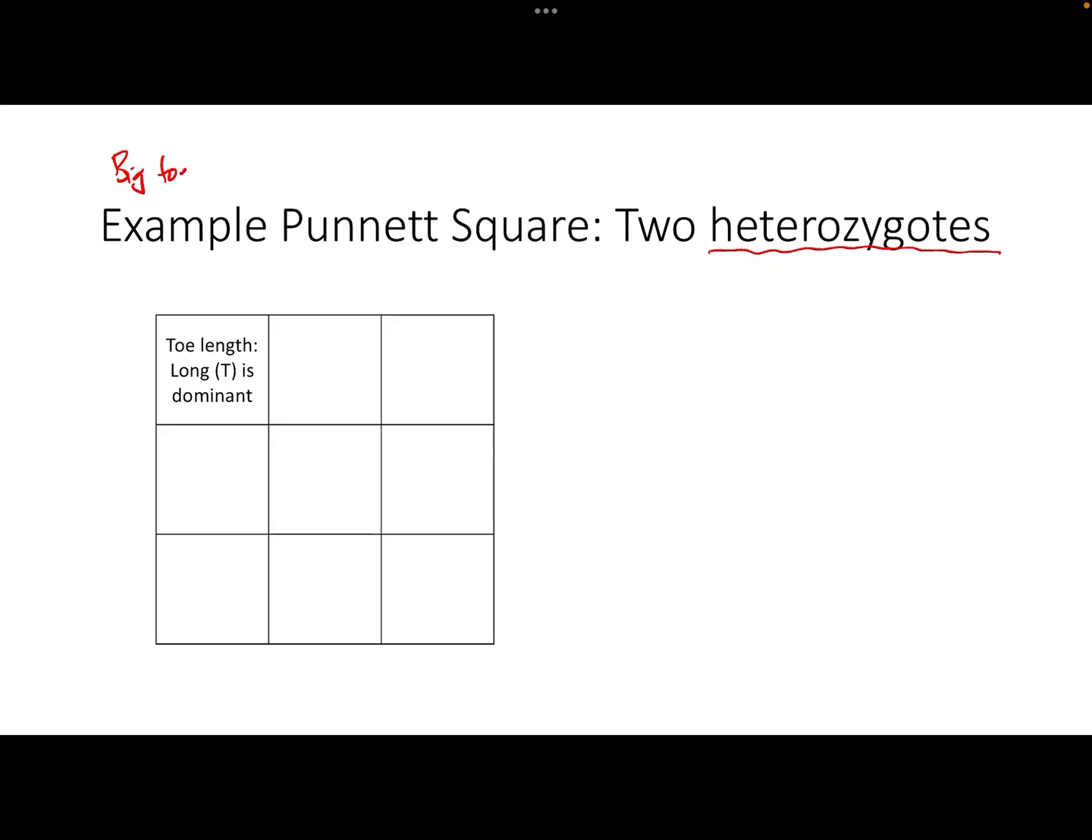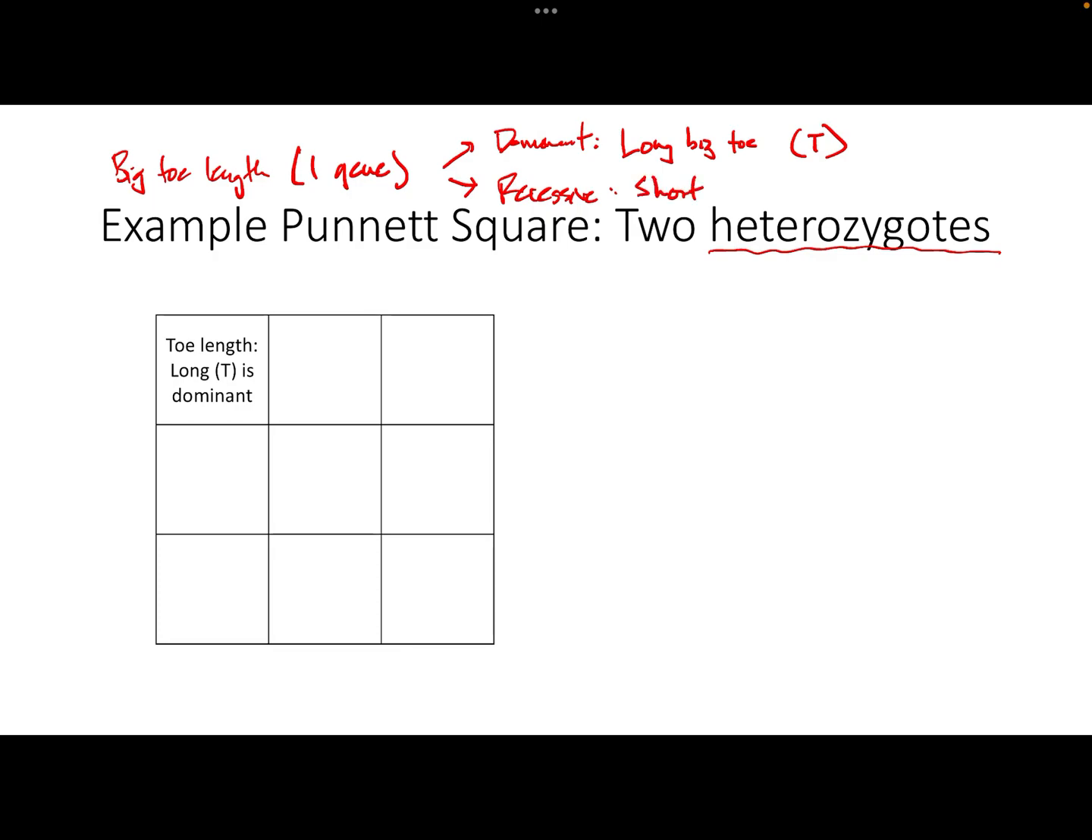And this actually is a real human trait, and it's regulated by largely one gene, and there are two alleles. One of the alleles is dominant, and it causes the person to have a long big toe, and so we'll use a capital T to symbolize that allele. The other allele is recessive, and this would cause the organism to have a short big toe, and we'll use a lowercase t for that.